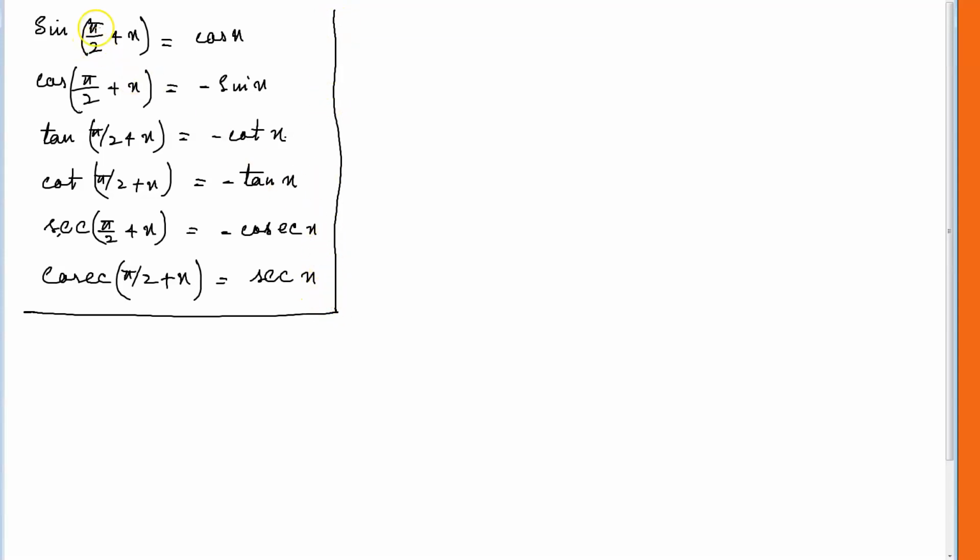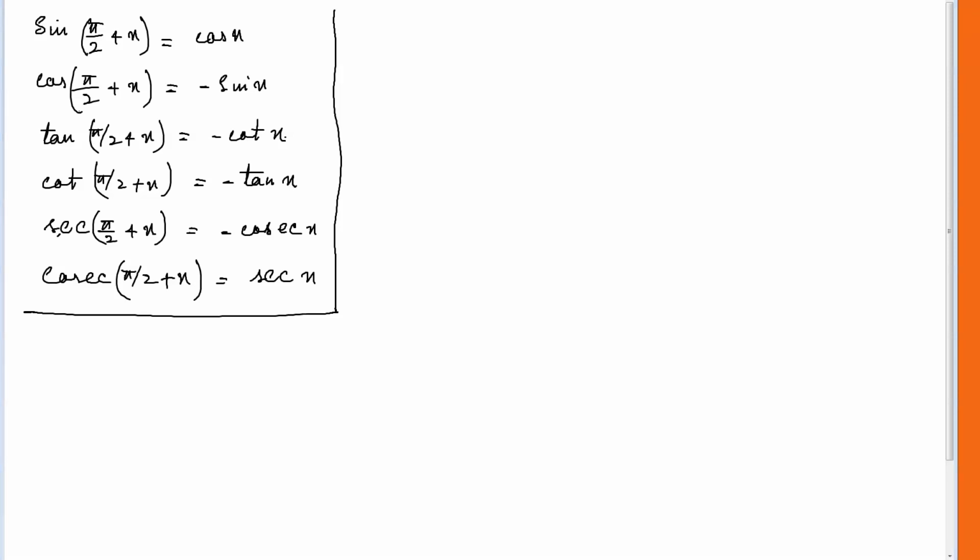Number 1, when you have pi by 2, sine is turned into cos, cos into sine, tan into cot, cot to tan, secant to cosecant, cosecant to secant. And on the right hand side you will always get a negative sign, except for the case of sine and cosecant. So that's basically the first part.